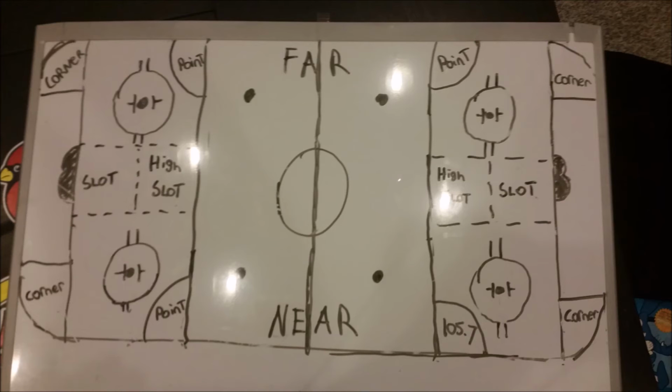Behind that, between the blue line and the hash marks, is the high slot. A lot like the slot, this allows a direct shot on the goalie. However, it's a longer distance shot, which means there's less opportunity for you to score.